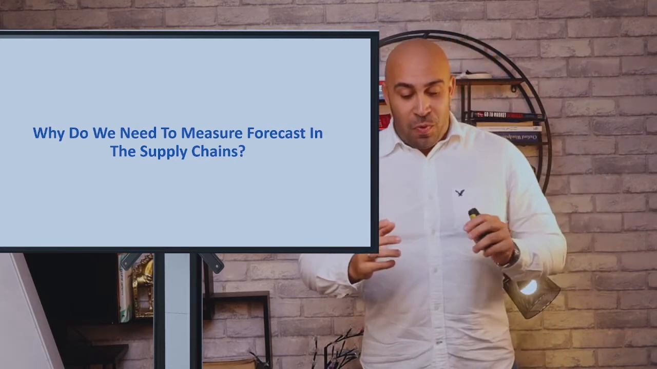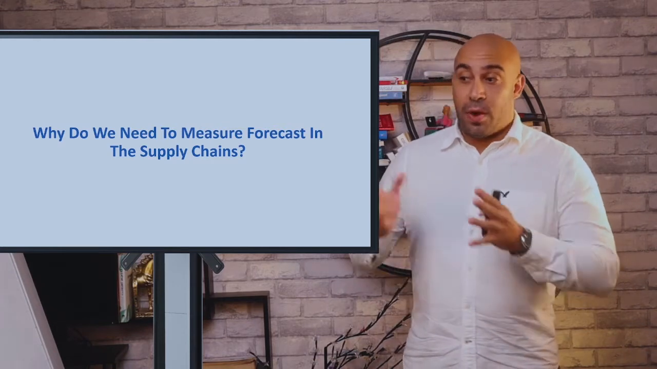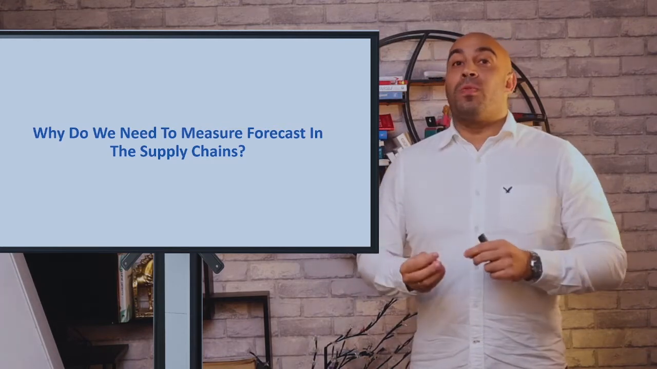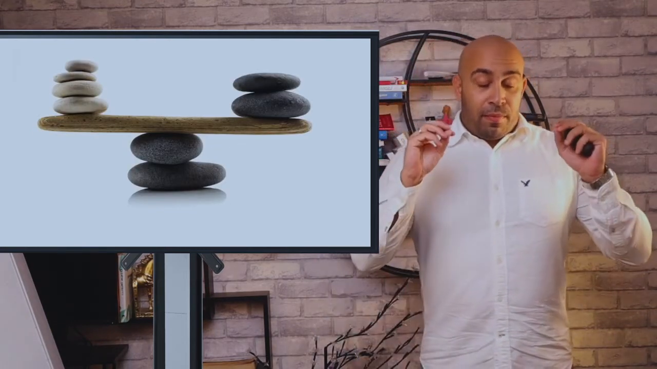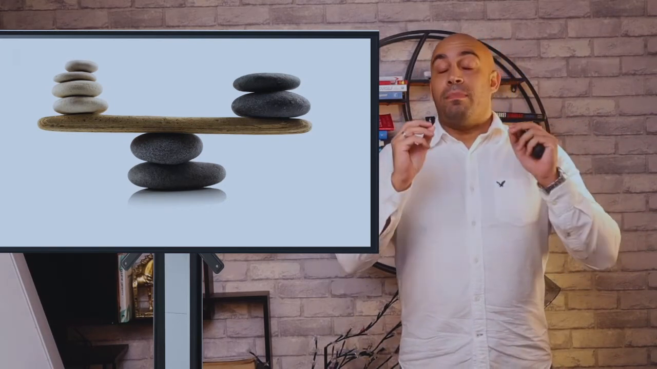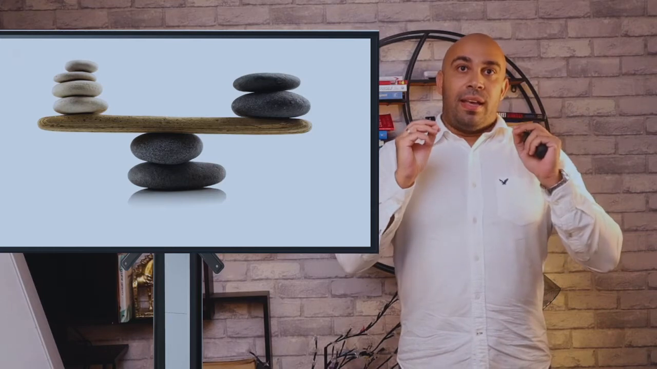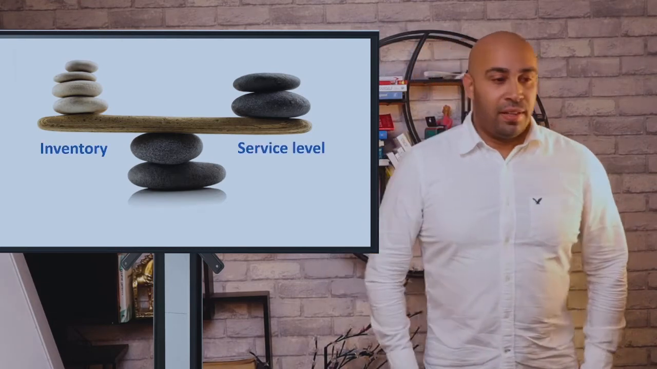So we just had an overview of why we need to forecast. But now, why do we need to measure the forecast? This is one of the most important questions. Now we know why we need forecast, but why do we need to measure the forecast? And I want you to think with me for a little bit. Forecasting, and specifically the metrics for forecasting, is most probably about balancing between two things, inventory and service level.